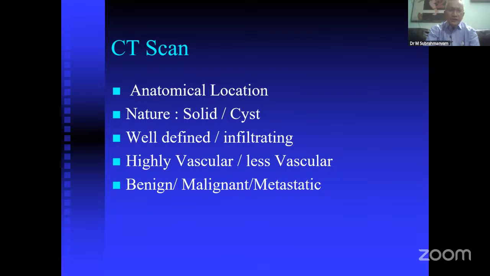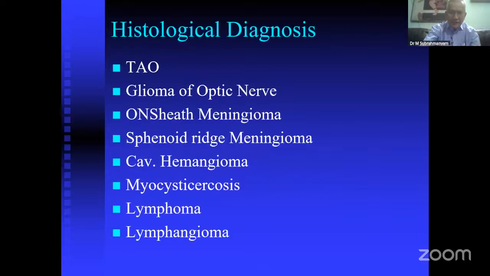It tells you the nature of the lesion, whether it is solid or a cyst, whether it is well defined or whether it has infiltrating borders, whether it is highly vascular or less vascular, and whether it is a benign lesion, a primary malignant lesion, or a metastatic lesion. So this amount of information is given to us by the CT scan.